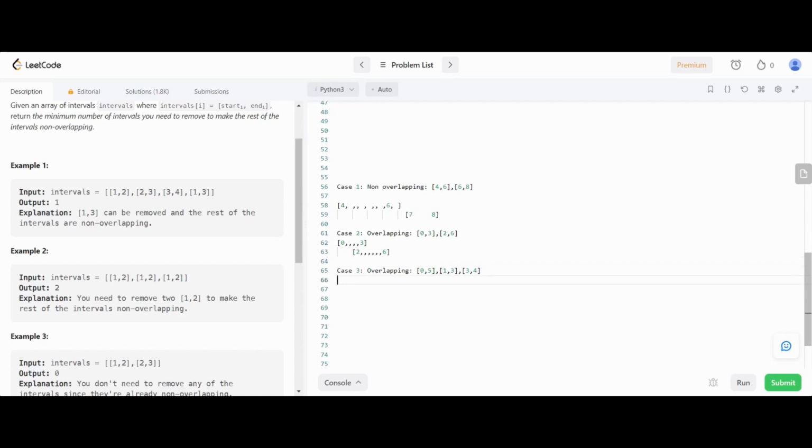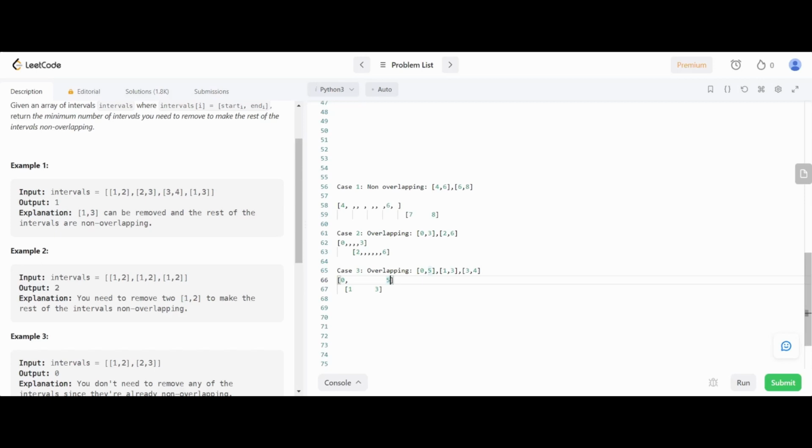Now, let's take the third case. In this third case, we have 0 and 5, 1 and 3, and 3 and 4. What's happening over here is 0 and 5 is, let's say, something very big over here. 1 and 3 is lying in between that. In a case like this, what we usually do is remove the interval which has the larger length. 0 and 5 has the larger length, so we'll remove that interval and not the 1, 3 interval.